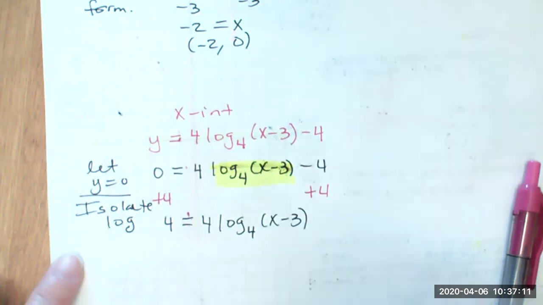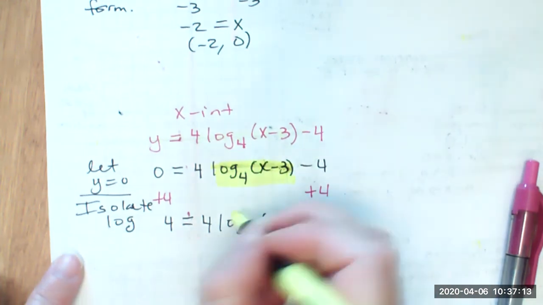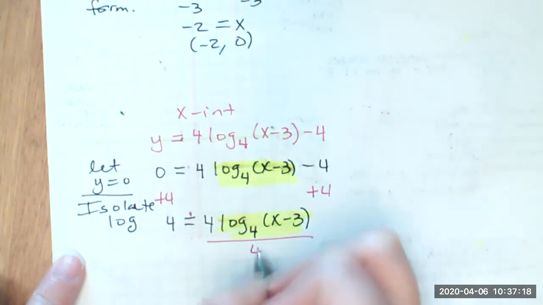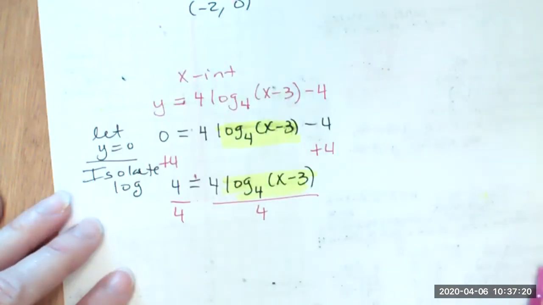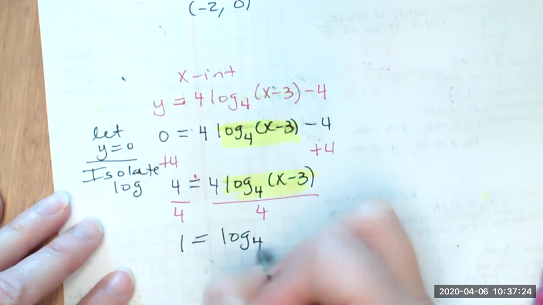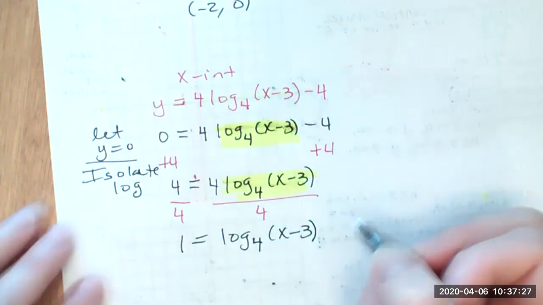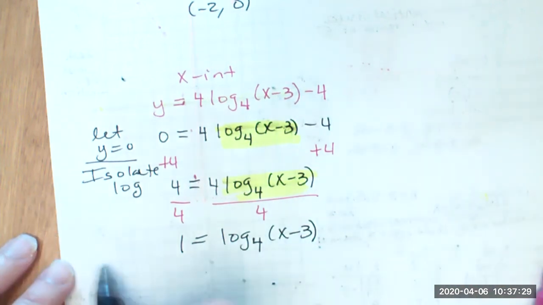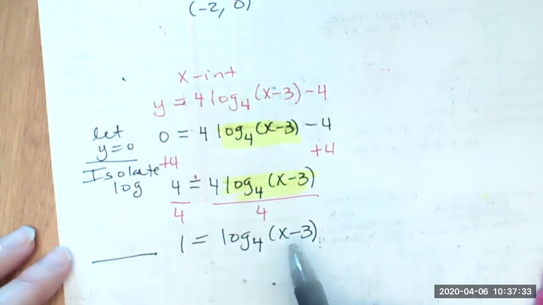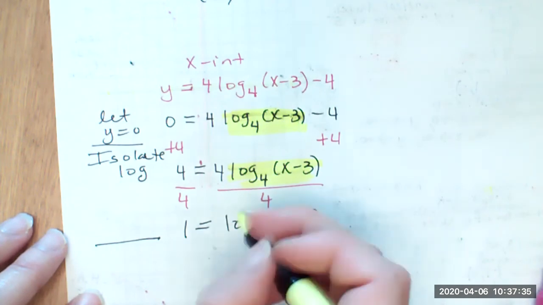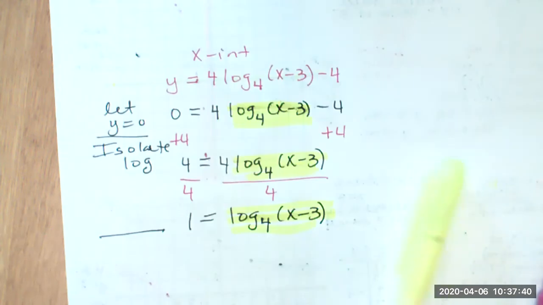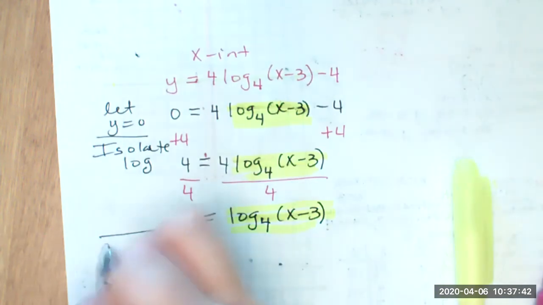And of course, again, if you need to highlight it, this is what we're trying to isolate. So I'm going to divide both sides by 4. I divide both sides by 4, and I'll get 1 is equal to log base 4 of (x minus 3). And now this is the point at which I'm going to change to exponential form, okay? Because I've isolated the log. It's all by itself now, the log and the argument, the value I'm taking the log of. So now we're going to change to exponential form.